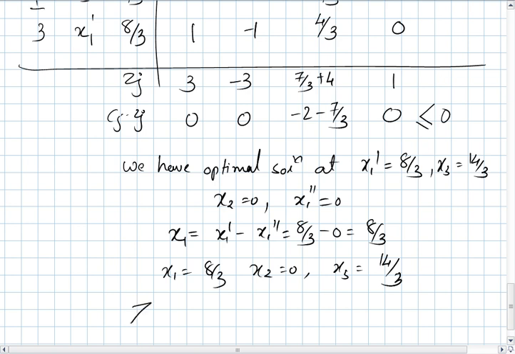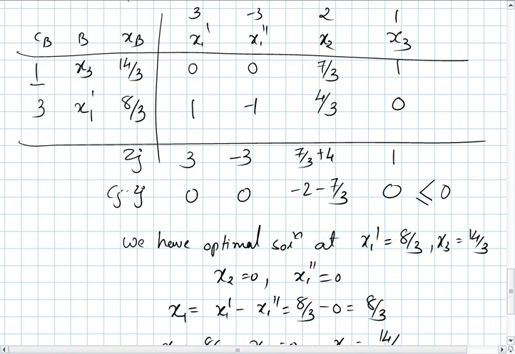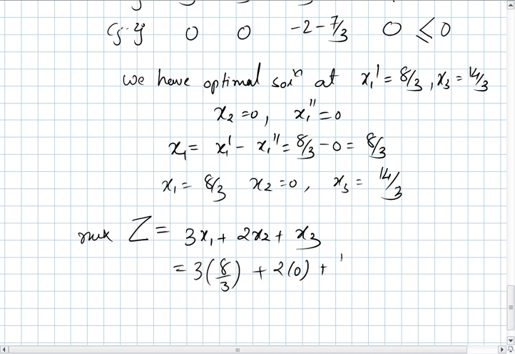And the corresponding value of z, so the maximum value of z, is again from the original problem 3x1 plus 2x2 plus x3. So 3x1 plus 2x2 plus x3, that is 3 times 8 by 3 plus 2 times 0 plus 14 by 3, that is 8 plus 14 by 3, whatever value is, that is your optimal solution. That is 38 by 3.